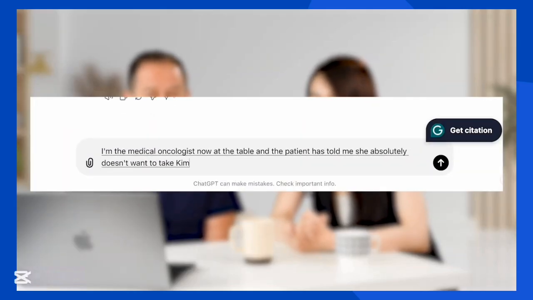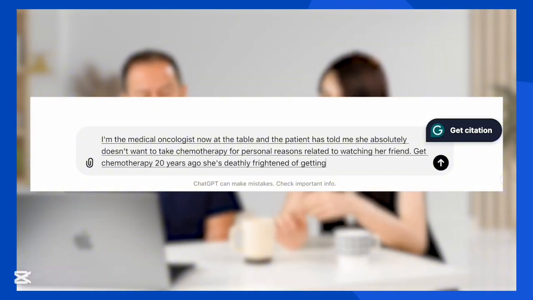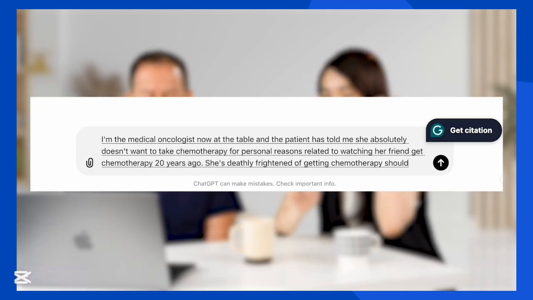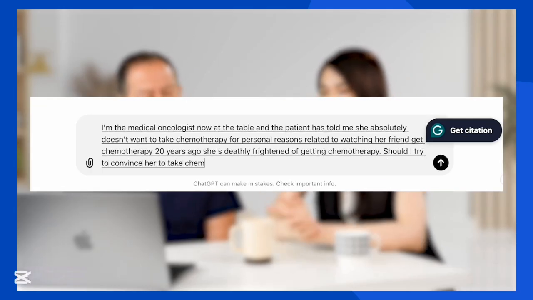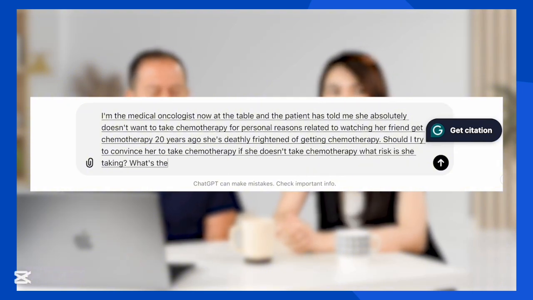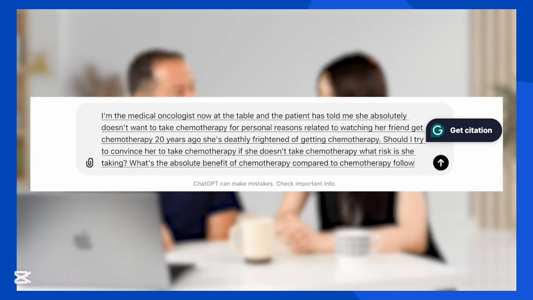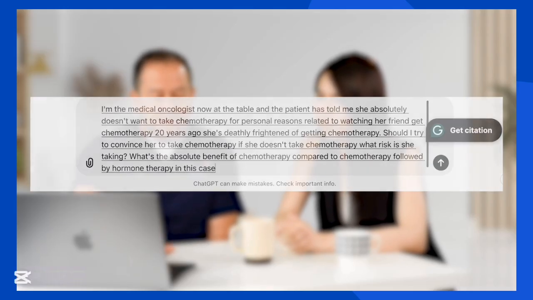I'm the medical oncologist now at the table, and the patient has told me she absolutely doesn't want to take chemotherapy. For personal reasons related to watching her friend get chemotherapy 20 years ago, she's deathly frightened of getting chemotherapy. Should I try to convince her to take chemotherapy? If she doesn't take chemotherapy, what risk is she taking? What's the absolute benefit of chemotherapy compared to chemotherapy followed by hormone therapy in this case?